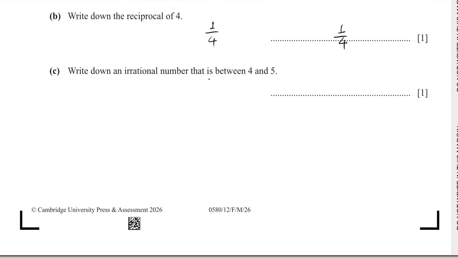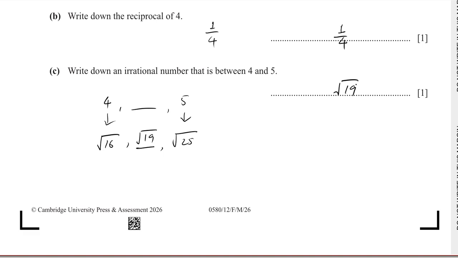Write down an irrational number that is between 4 and 5. This one is a little bit complicated, but it's not really hard. What we have to do is change these two into roots. We know that root 16 equals 4 and root 25 equals 5. For the answer, we can write any other number between 16 and 25. Let's take 19 as the answer.